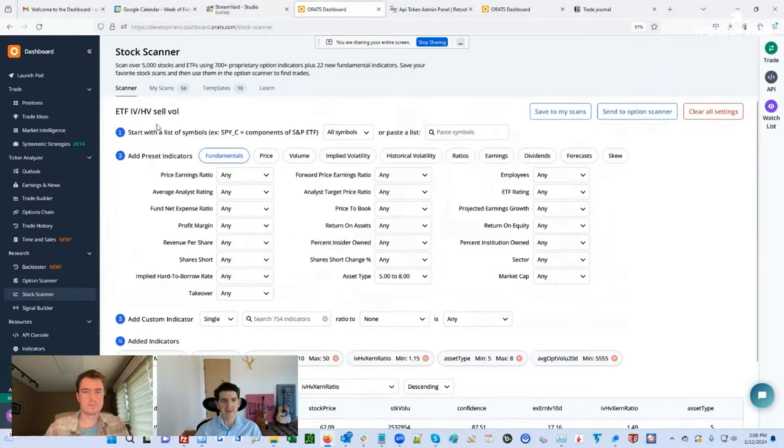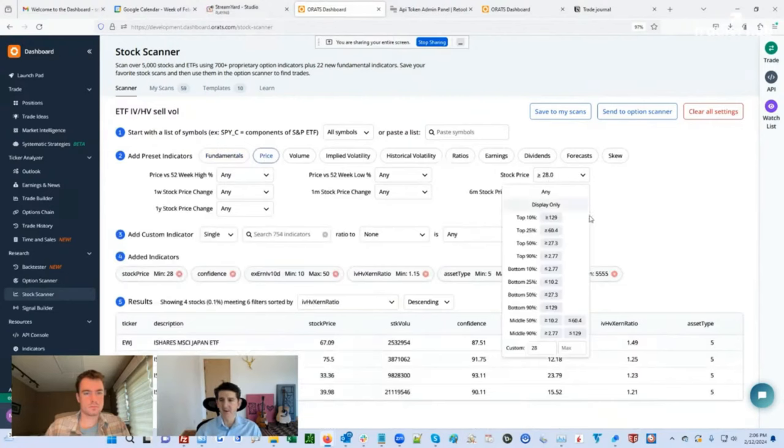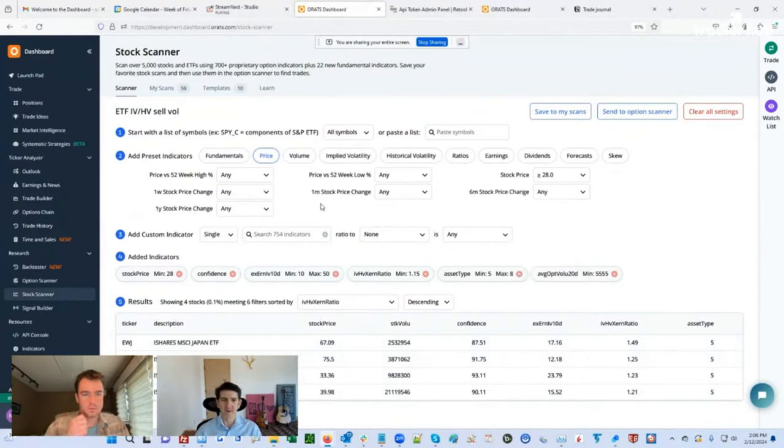So what I'm going to do is I've set up a scan here, looking for ETFs. I want to sell vol. I want to find out where IV is a lot higher than HV. So for implied, it's higher than historical. Typically I like to get a stock price that's not $5, so it's above a certain amount. I just kind of randomly chose 28.